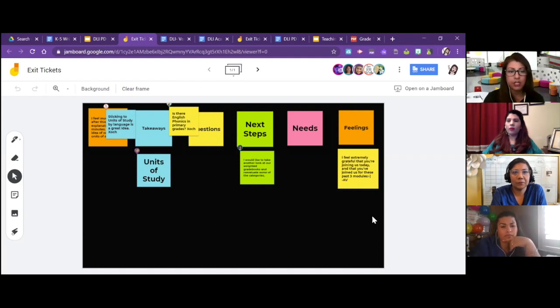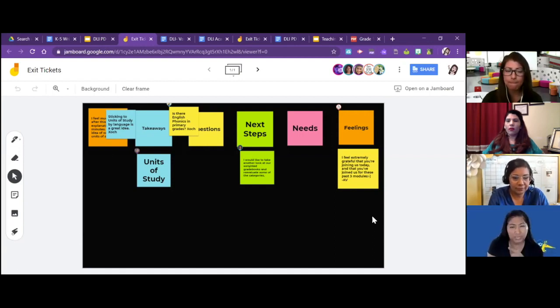Is there English phonics in primary grades? What do you mean by that, Sochi? As far as in the curriculum? Right. So when they're switching to English, is there knowing their sounds and reading in English phonetically, all that, or is there no phonics at all, just Spanish?